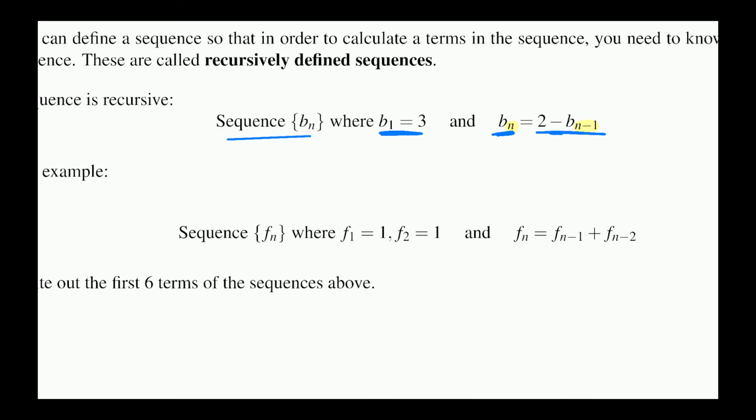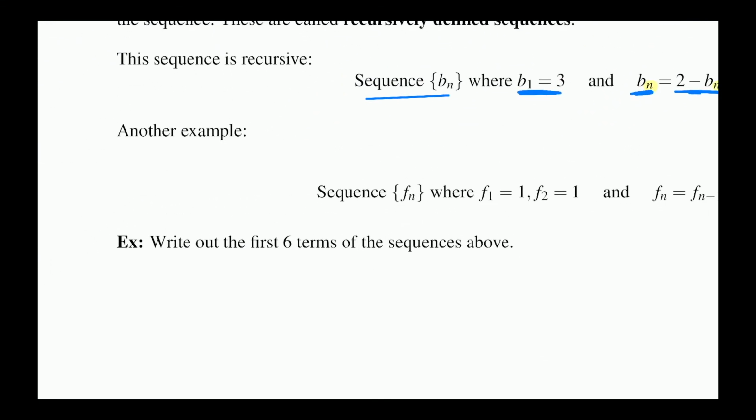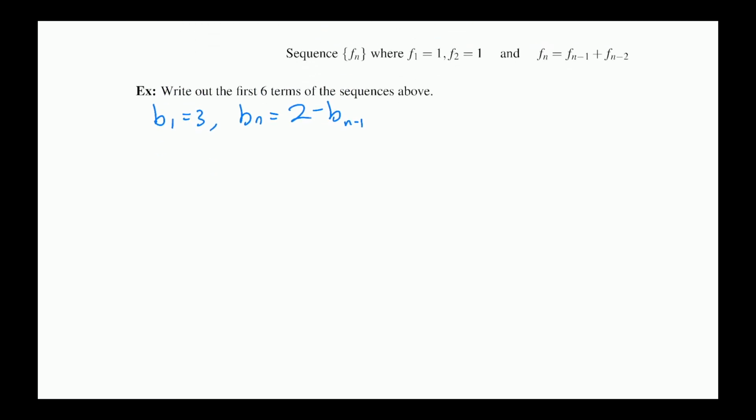So what's that mean? Well, what that means is this. We're going to write out the terms of this sequence here. So B1 equals 3 and Bn is 2 minus Bn minus 1. That's the one we're going to write first. So how do we do it? So B1 is 3. Why? Because they said so. But how do you calculate the next one?